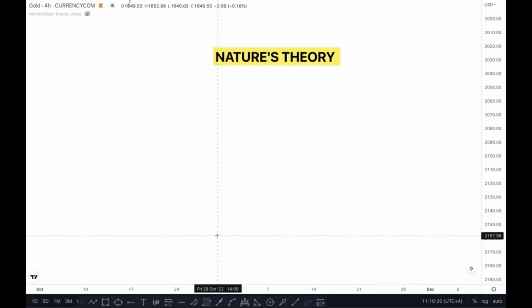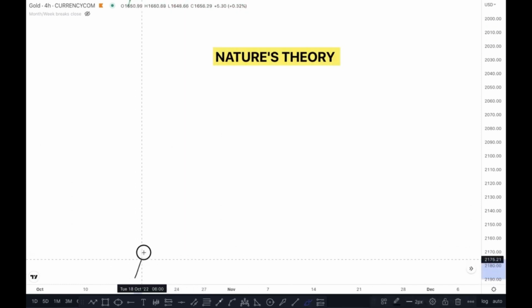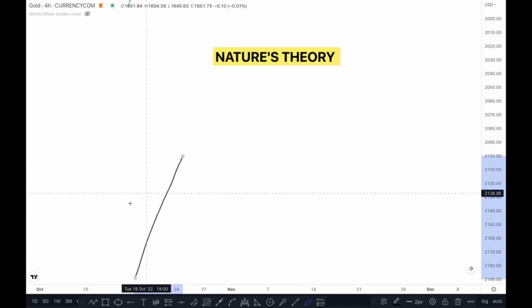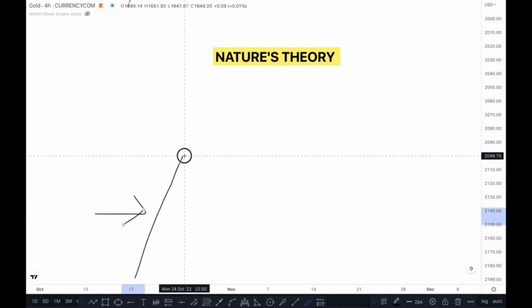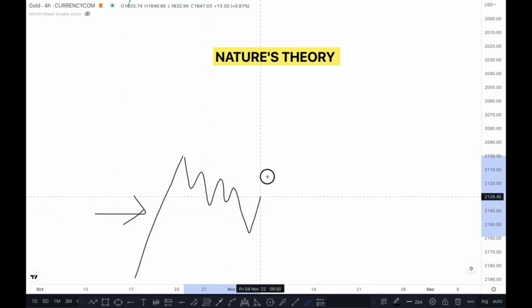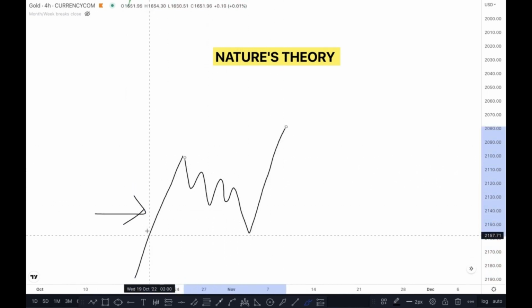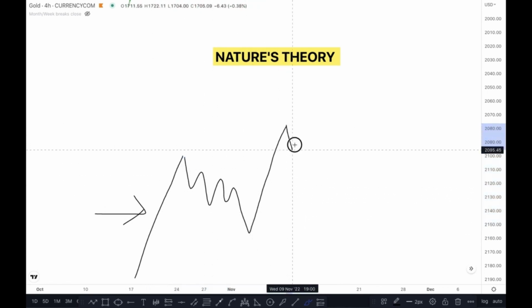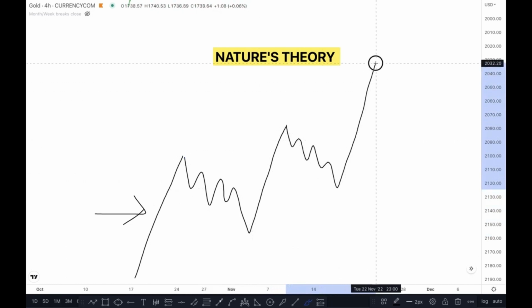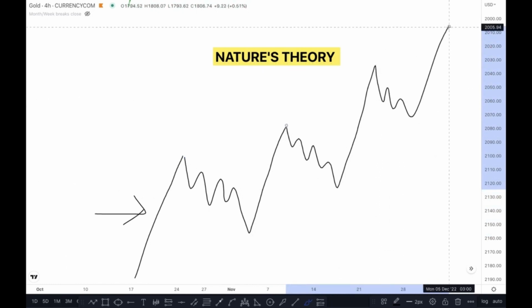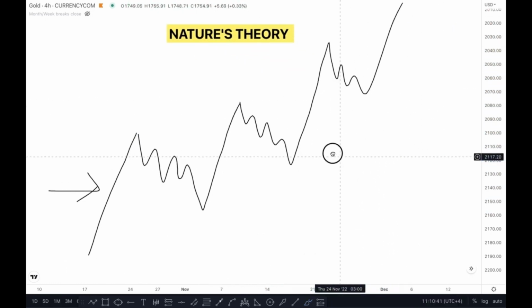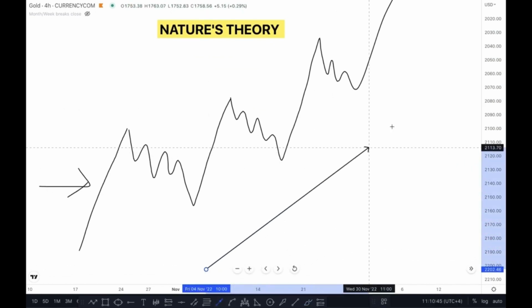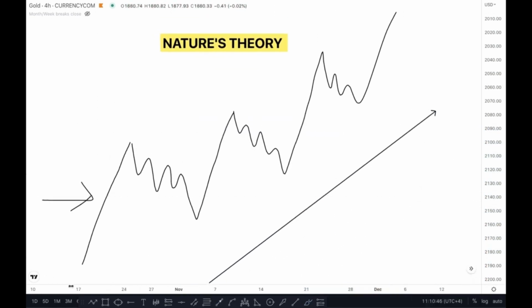So now let's talk about nature's theory of the market. The theory states that whenever price makes a move to the upside, or we create an impulsive move, there is always a correction phase before the continuation of the trend, right? So this becomes the impulse, we have a correction phase, this is the next impulsive phase, the correction, and the next impulse. This is nature's theory. This is how the market moves. The market doesn't go in a straight line like that. No, the market moves in waves, right? So we have the impulse, the correction, and the impulse.